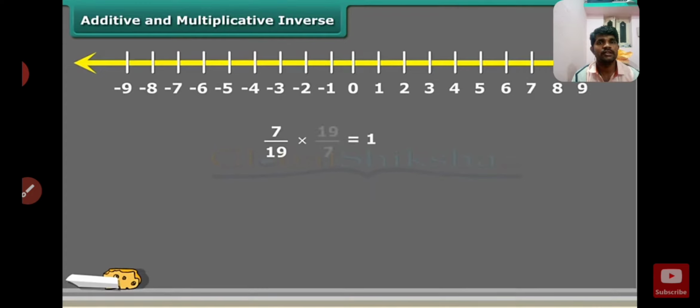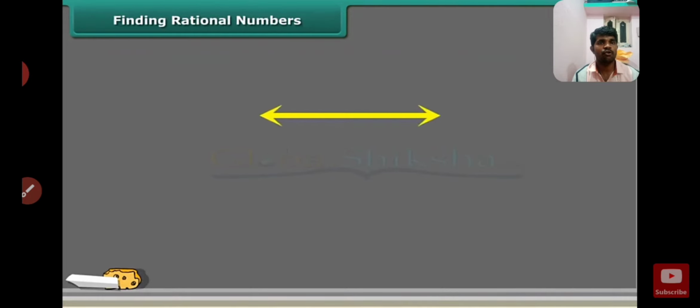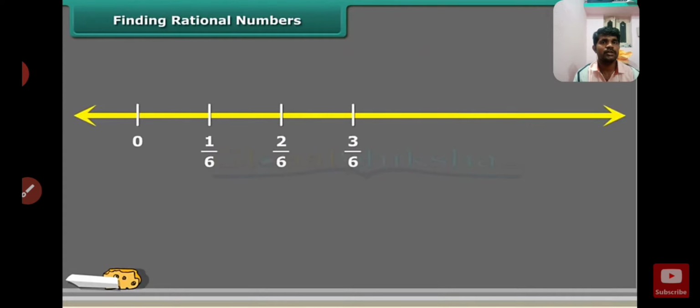7 by 19 into something is equal to 1. What will be the value? 19 divided by 7. Why? Because the 19 cancels, the 7 cancels. Why? Because 19 by 7 is the reciprocal or multiplicative inverse of 7 by 19.